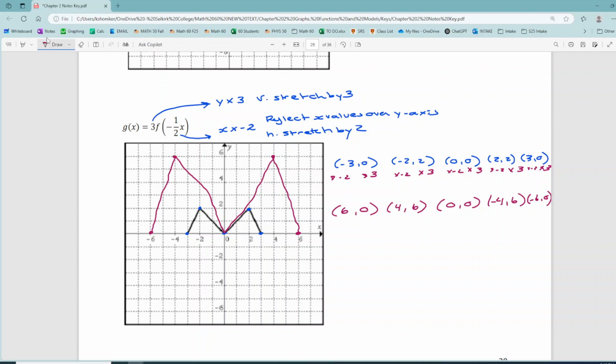Awesome. And that is the end of the A and B transformations. Make sure you practice a bunch of these because then we're going to add on C and D and then do them all together. Good luck.